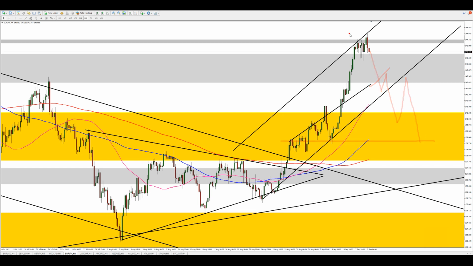All right, so this is a range right now. Let's see how it goes. But if this range is broken, we may see a move to the upside, people. All right, so these are the things that may happen.